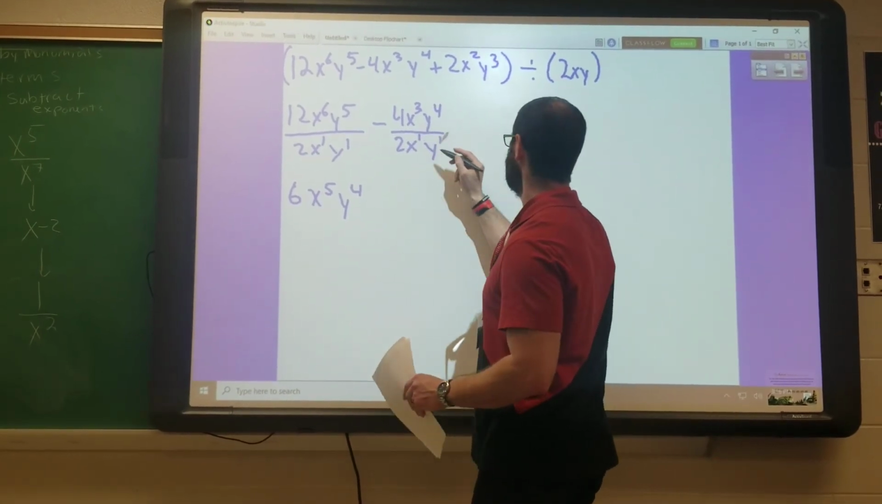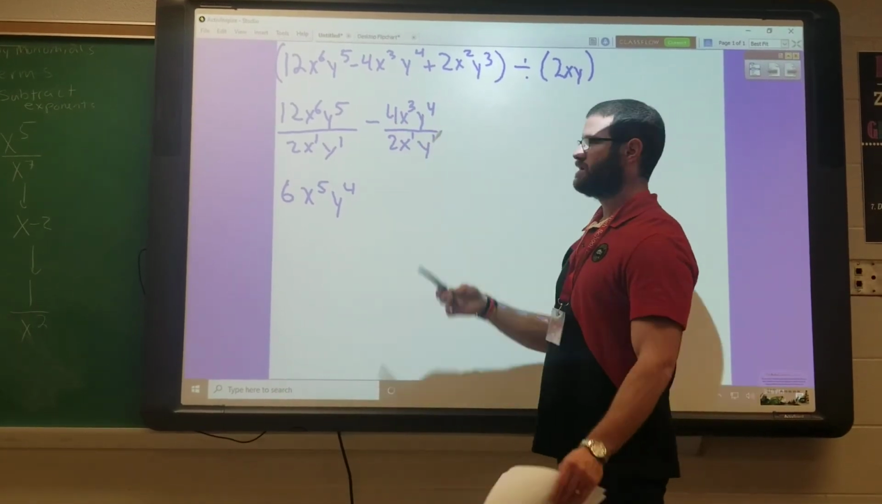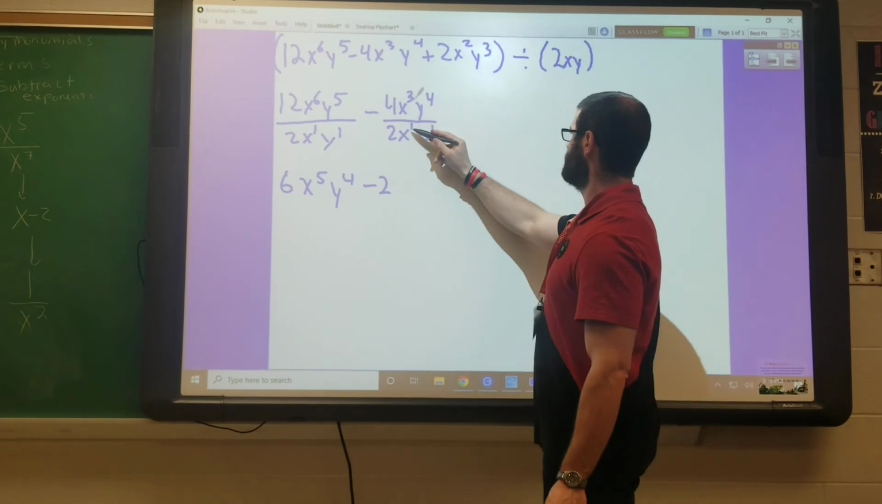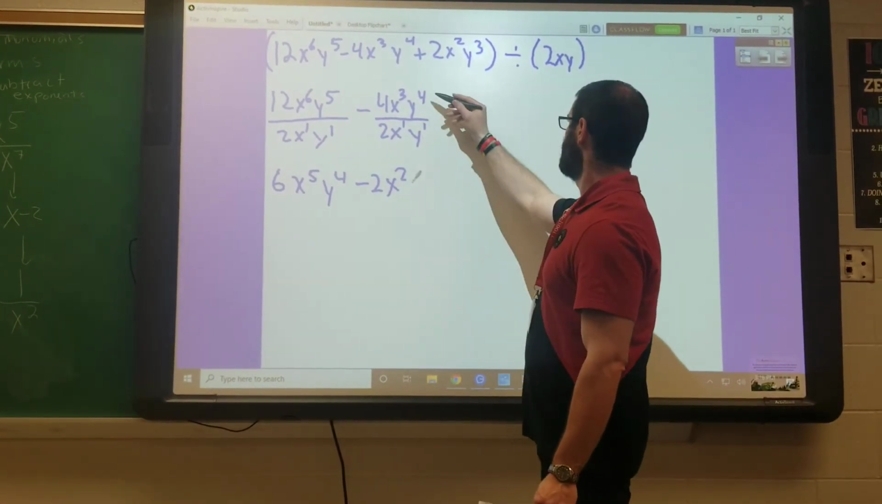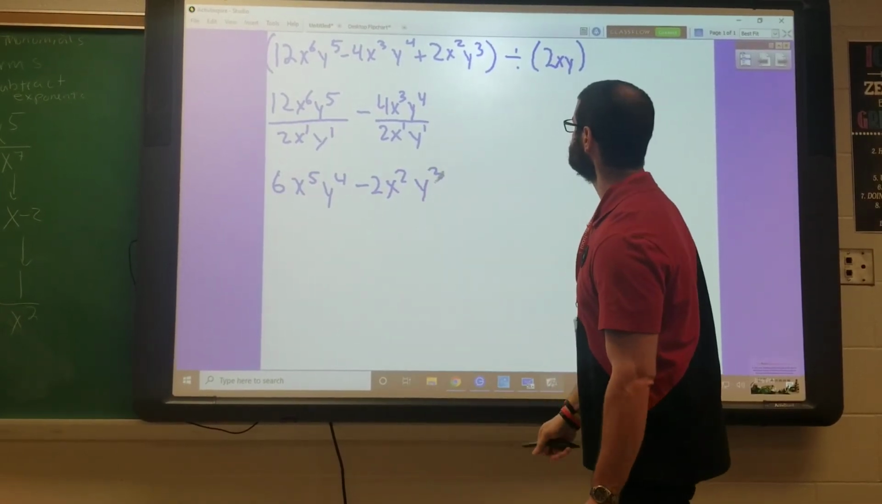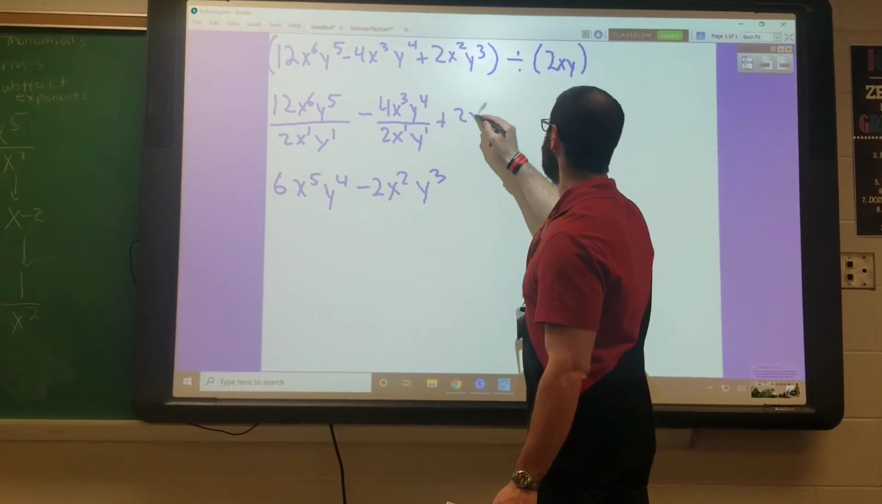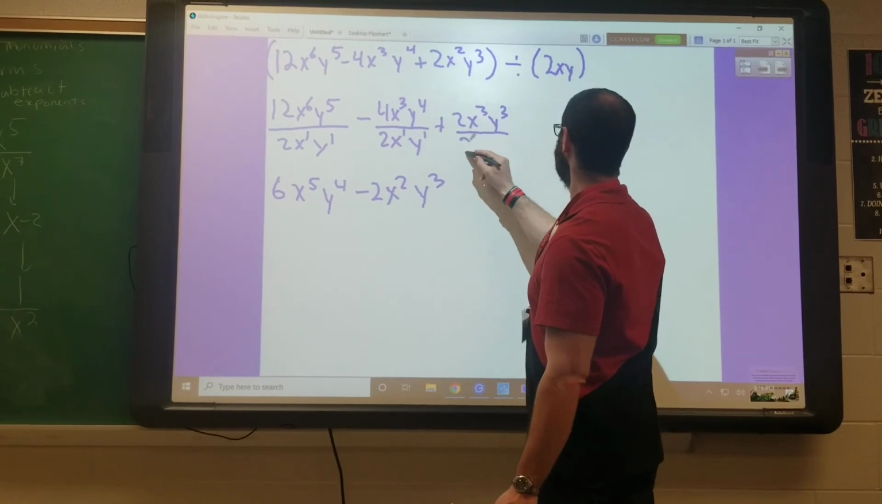Again, I have x to the 1st, y to the 1st. Negative 4 over 2 is going to be negative 2, so minus 2. X to the 3rd over x to the 1st, 3 minus 1 gives me x to the 2nd. Y to the fourth over y to the first, y to the third. And then finally the last term, plus 2x to the third, y to the third, over 2xy.